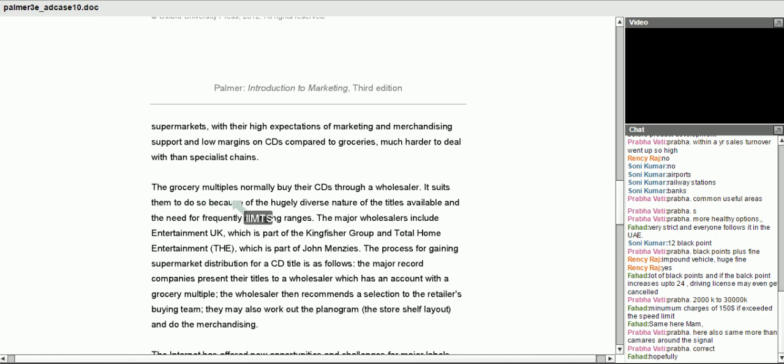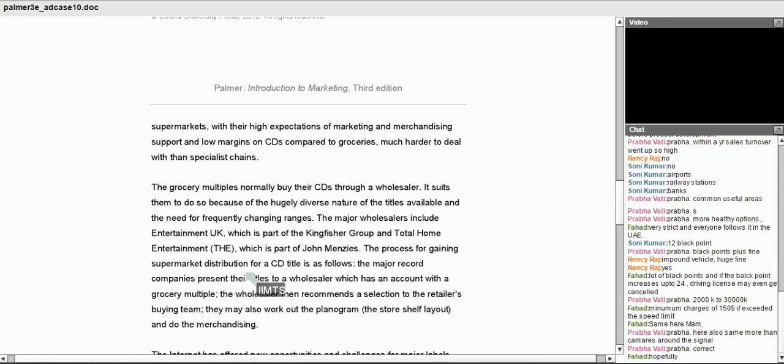The grocery multiples normally buy their CDs through a wholesaler. It suits them to do so because of the hugely diverse nature of the titles available and the need for frequently changing ranges. The major wholesalers include Entertainment UK, which is a part of the Kingfisher Group, and Total Home Entertainment, that is THE, which is a part of John Menzies.